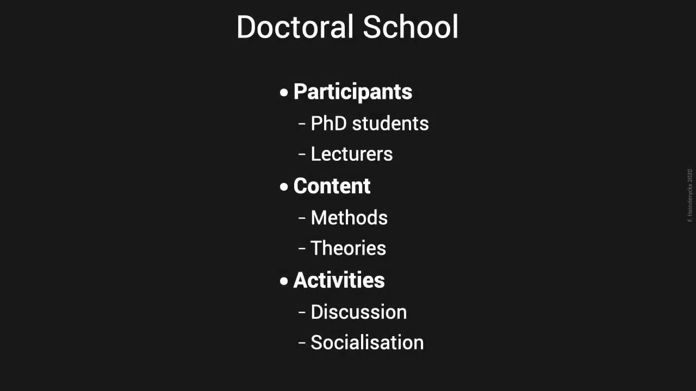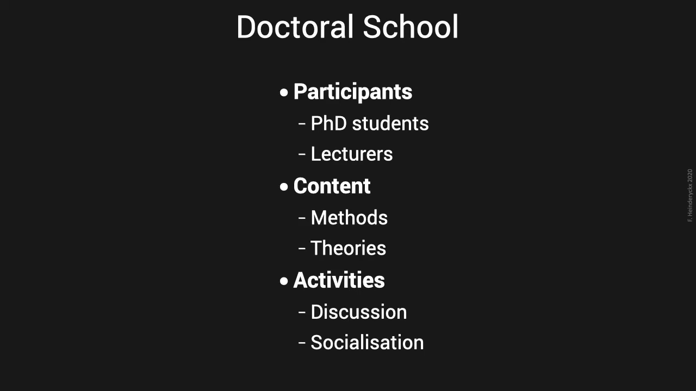Let me give you a simple example, and if we were in the same room and this were a workshop, I would put you to work at this point, but I'll have to show you by myself. Let's take a simple example of how a doctoral school is about three things. Basically, there are participants, two kinds of participants. There are the PhD students and the other lecturers.